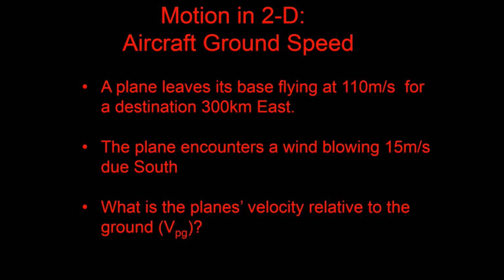Now, it's been said that planes don't actually behave like this, but that's true because they're actually made out of very aerodynamic materials and shaped to be aerodynamic. We, however, are dealing with it as this big slab-sided thing that we're just using as an example to calculate our vectors. So, what do we have to deal with? The plane leaves its base flying at 110 meters per second, 300 kilometers east, and we've got a wind blowing at 15 meters per second due south. We want the plane's velocity relative to the ground.